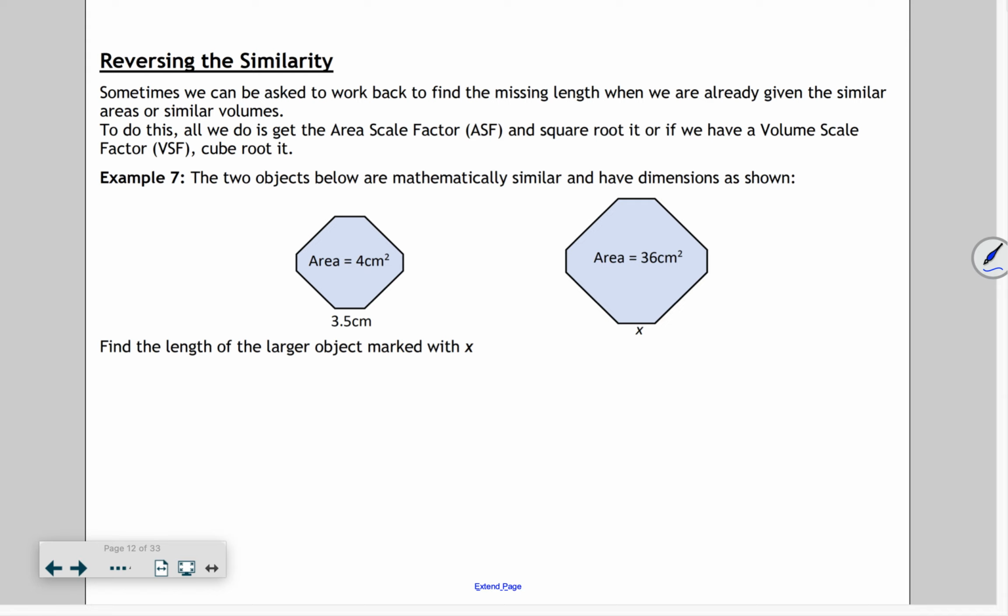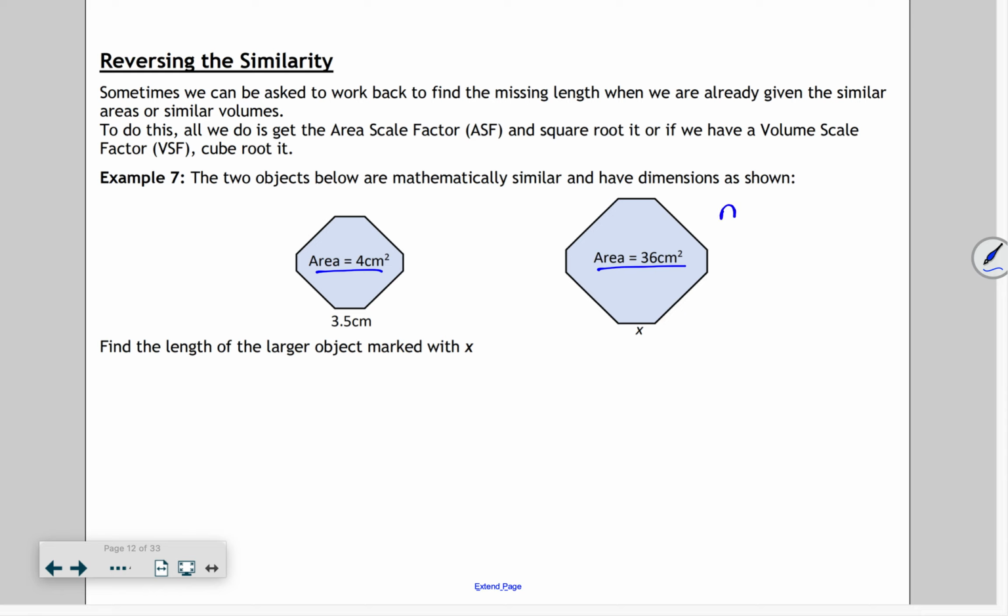It says the two objects below are mathematically similar and have dimensions as shown. The area of the smaller shape is 4 square centimeters and has one of its lengths 3.5 centimeters. The area of the bigger shape is 36 square centimeters, and I want to find out the value of x. Straight away, I can't work out my normal linear scale factor, because I don't have two corresponding sides. What I do have though are two corresponding areas.